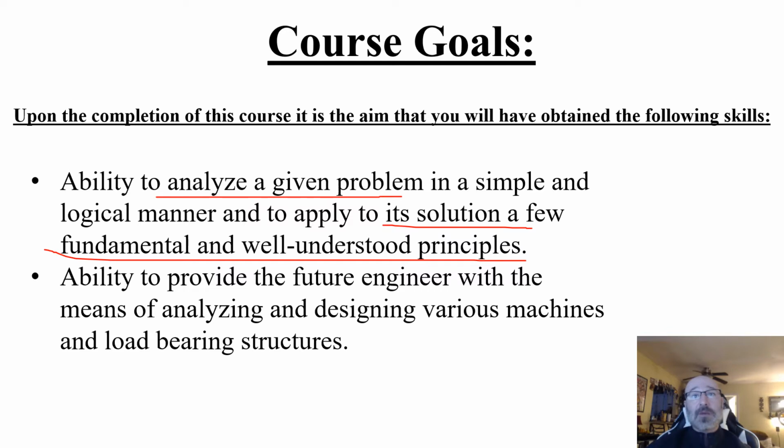So a lot of this semester, I'm going to be focusing on that, and that's pretty much the criteria that I'm going to be expecting as far as your homeworks and exams as well. Another course goal is to be able to provide a future engineer with the means of analyzing and designing various machines. So for this course specifically, machine design, and this is going to lead into some future courses at UVM, specifically ME 171 and leading into ME 124, your lab course as well.